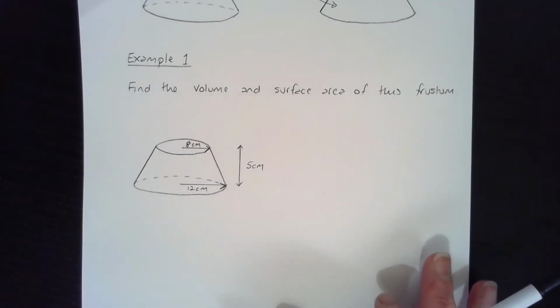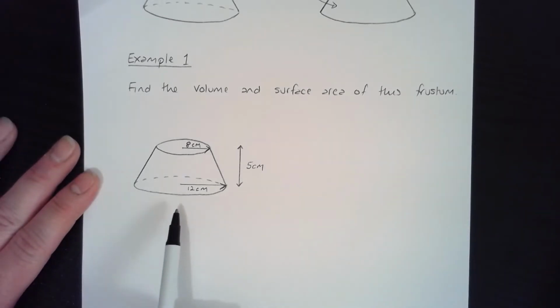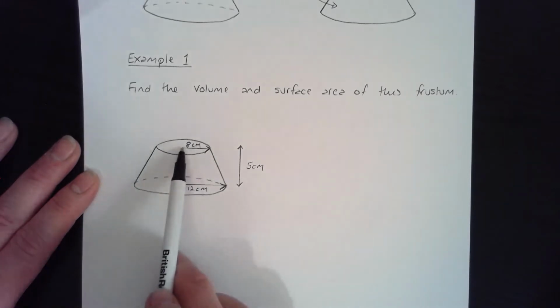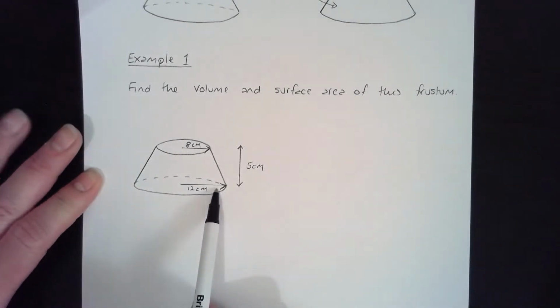So, example 1 says, find the volume and surface area of this frustum. So in order to find the volume of the frustum, we need to know the volume of the original cone and the volume of the small cone, neither of which we can see. But we do know something about them. We know that the radius of the small cone is 8 and the radius of the large cone is 12.